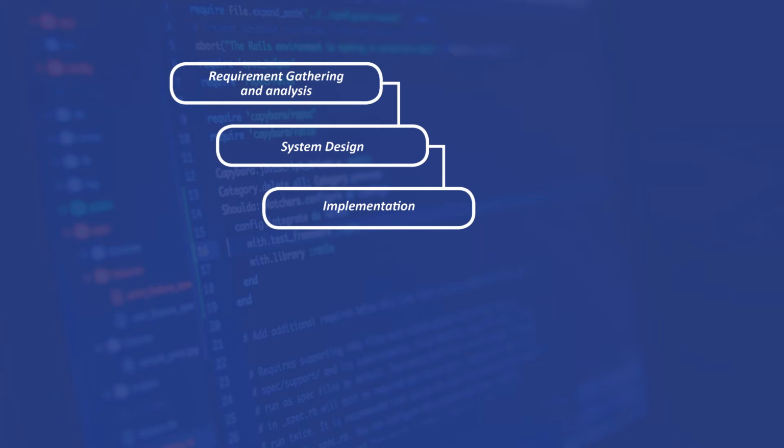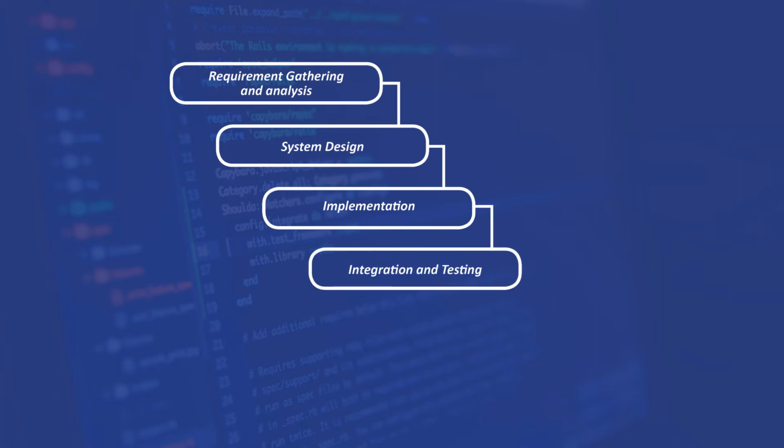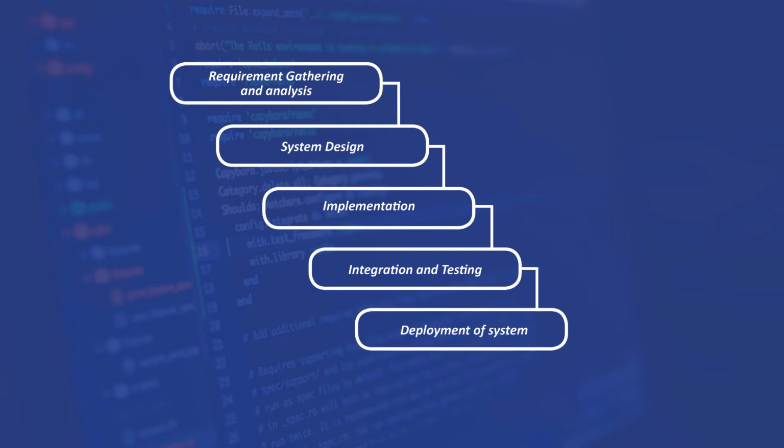Each unit is developed and tested for its functionality, which is referred to as unit testing. Integration and testing. All the units developed in the implementation phase are integrated into a system after testing of each unit. Post-integration, the entire system is tested for any faults and failures. Deployment of system. Once the functional and non-functional testing is done, the product is deployed in the customer environment or released into the market. The last one is maintenance.